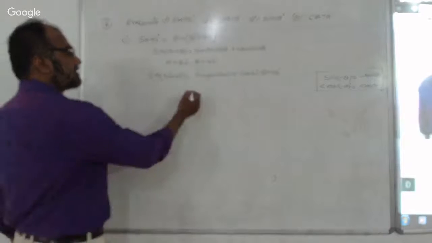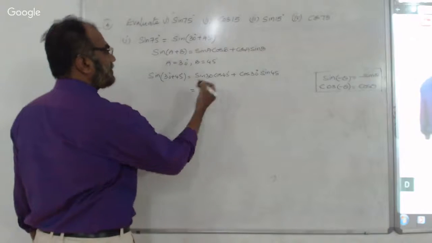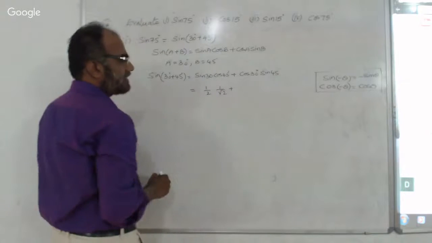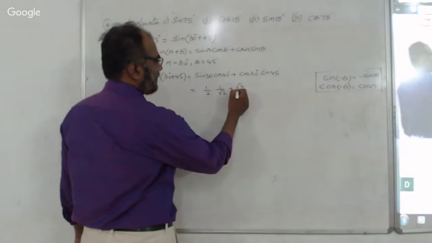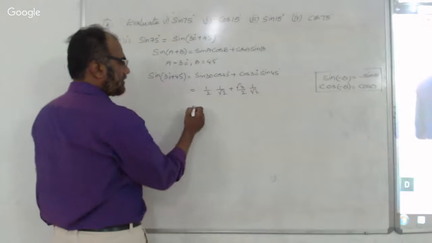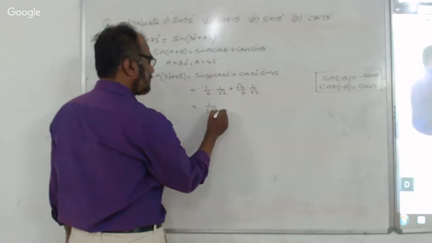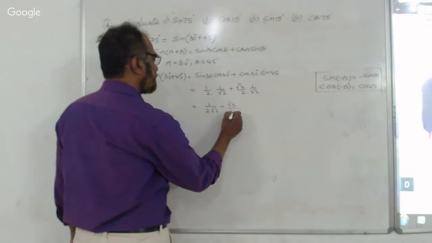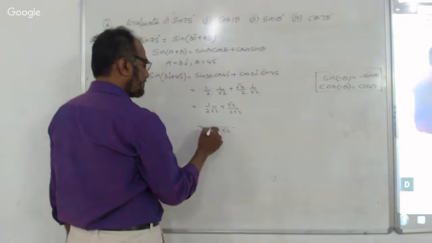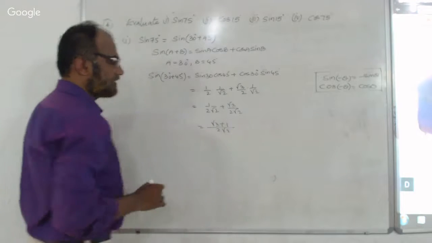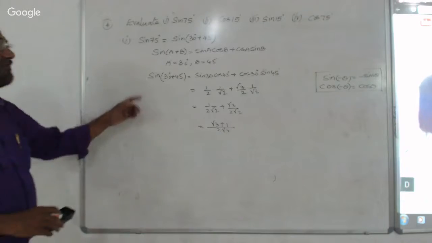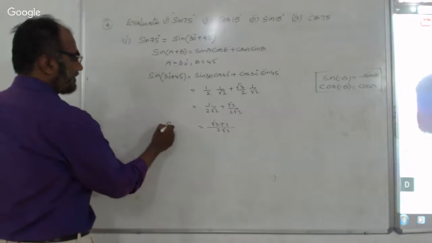Now this will come to sine 30, which is 1 by 2, times cos 45, which is 1 by root 2, plus cos 30, which is root 3 by 2, times sine 45, which is 1 by root 2. So this will come to 1 by 2 root 2 plus root 3 by 2 root 2. The LCM is 2 root 2, that is 1 plus root 3, or root 3 plus 1, by 2 root 2. That's the value of sine 75.